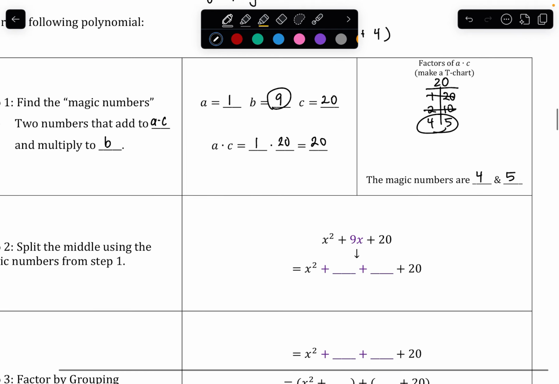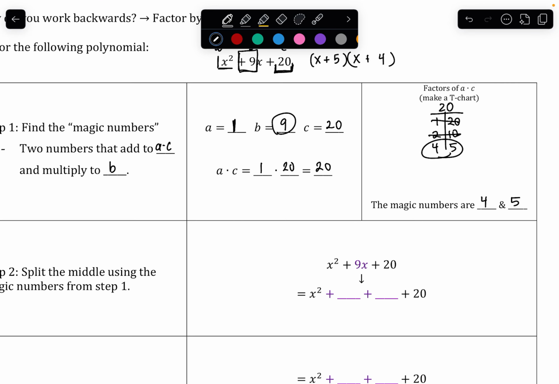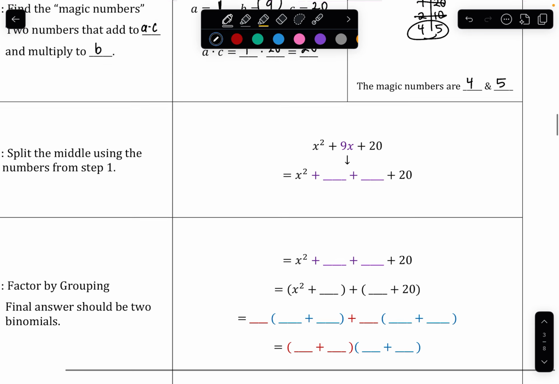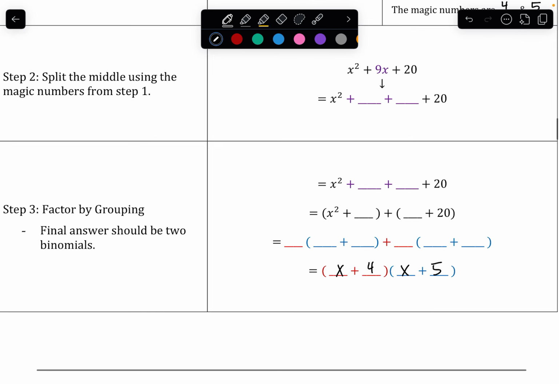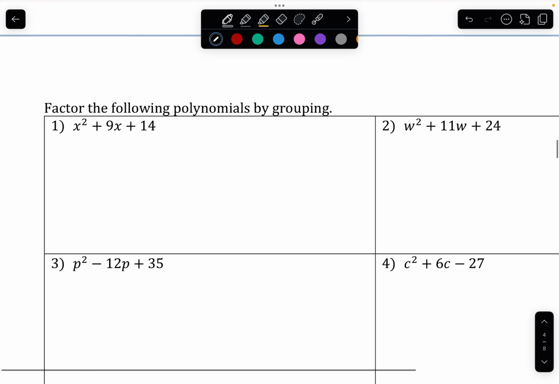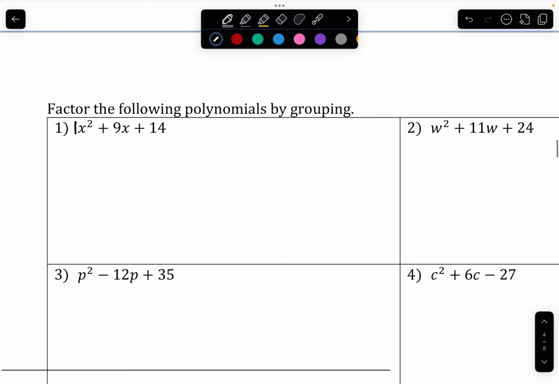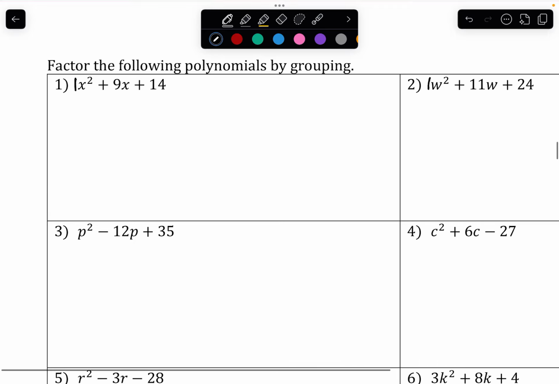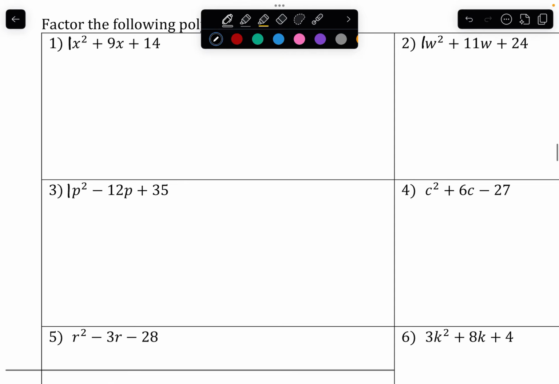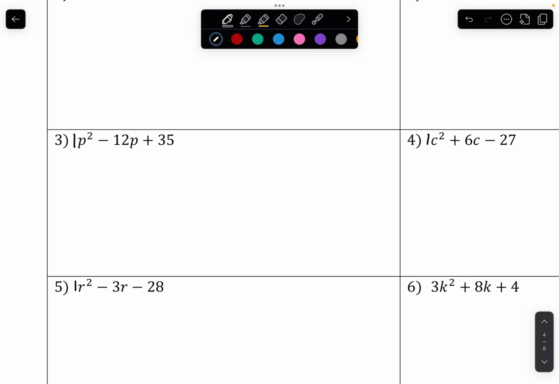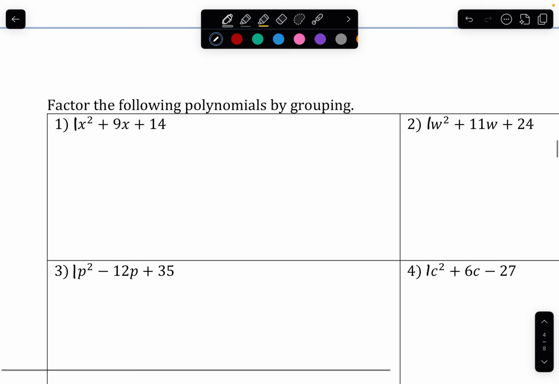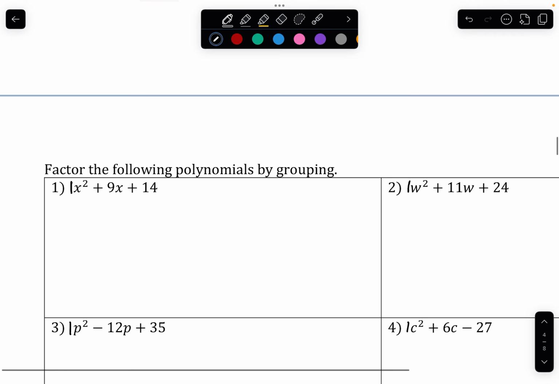Okay, and so for the specific case where A is 1, you can skip to writing your final answer at this point. You're going to have x plus 4 as one of your factors and x plus 5. Okay, and so I want to do every example that has A being 1, and we're just going to practice finding those magic numbers. So 1, 2, 3, and 4, and even 5. They all have A equal to 1, and so we're going to factor each of these by finding those magic numbers.